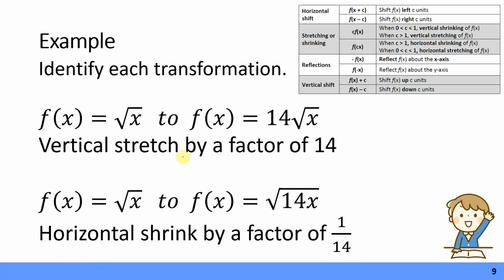If you ever encounter a question similar to this one, just come back to your notes and you should be able to find it here. When you have a horizontal shrink, then we do the fraction form, which is 1 over 14. Because it makes sense: since we're shrinking, if we would have done a factor of 14, the graph would have gotten bigger. But since it's a shrink, we have to do 1 over 14, so it becomes smaller.